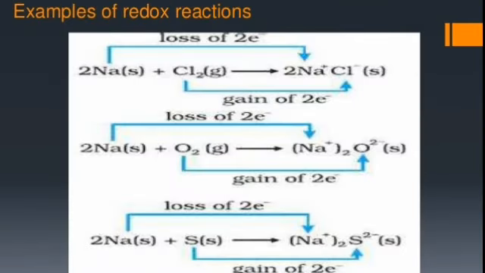For example, we have sodium plus chlorine gives sodium chloride. Here sodium loses electrons while chlorine gains electrons. So sodium is oxidized while chlorine gets reduced. Similarly, sodium plus oxygen gives sodium oxide. Here sodium loses 2 electrons, that is, it gets oxidized, and oxygen gains 2 electrons, it gets reduced. So these reactions are redox reactions.